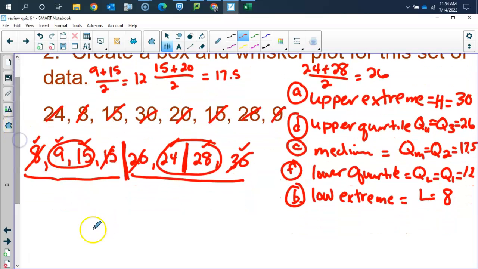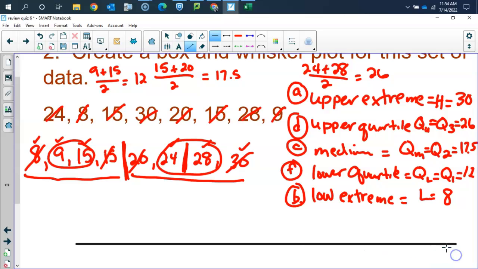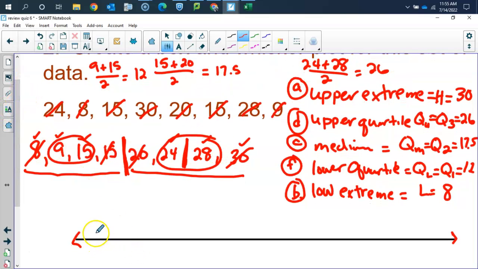All right, well, this is what your box and whisker should look like, okay? I'm going to put a number line on here. Okay, now our numbers go from 8 to 30, 8 to 30. So I'm going to make my scale by fives. 5, 10, 15, 20, 25, 30. Now, to draw a box and whisker, start with your two extremes.